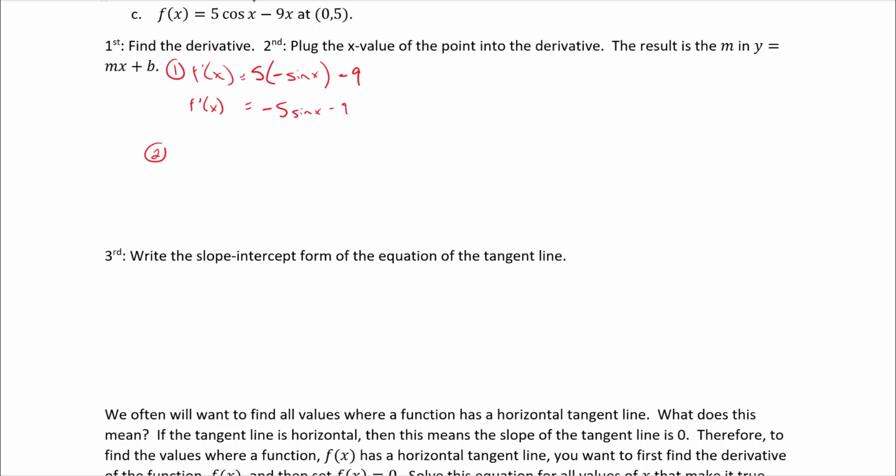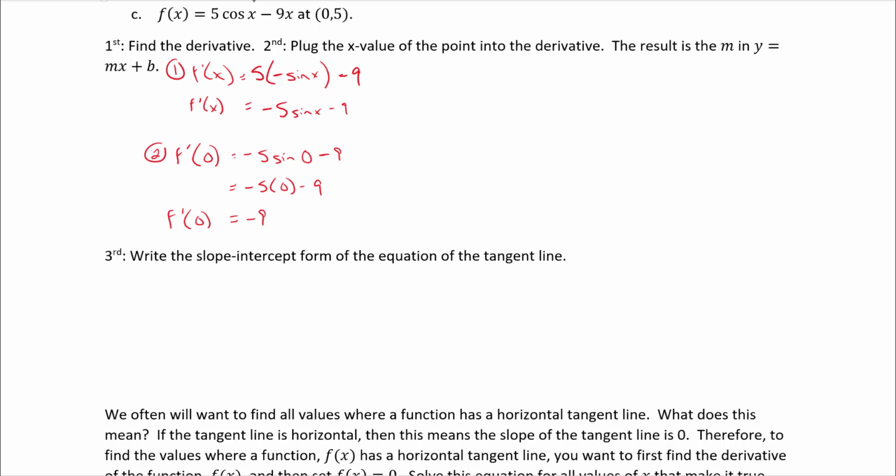Step 2, plug the x value of the point into our derivative. So we're plugging 0 into f prime of x. We're finding f prime of 0. That's negative 5 sine of 0 minus 9. Sine of 0 we know is 0. So this is negative 5 times 0 minus 9. Negative 5 times 0 is just 0, so this is just negative 9. So f prime of 0 is negative 9, which is our slope. This is our m.